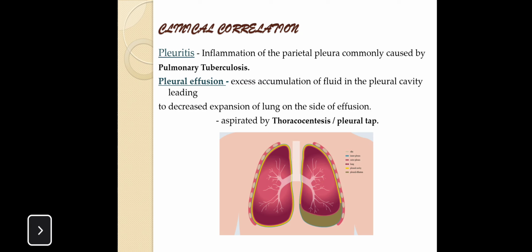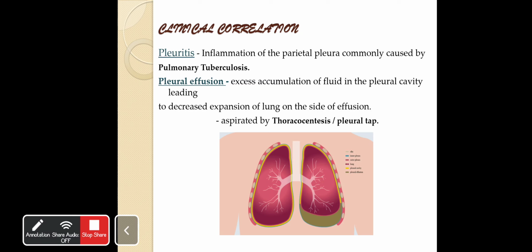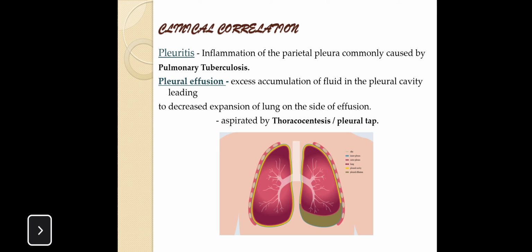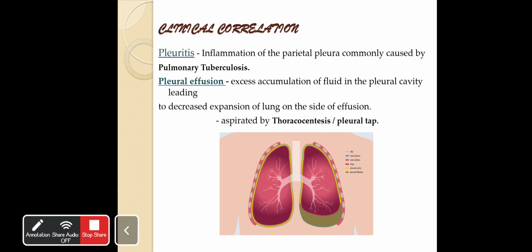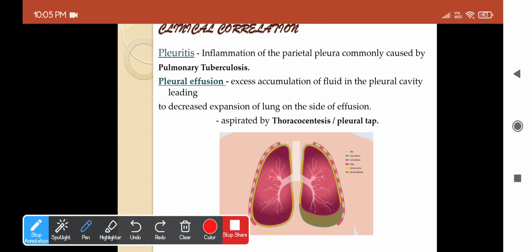First is pleuritis. Any condition ending with itis indicates inflammation. So pleuritis indicates inflammation of the parietal pleura, which is commonly seen in case of pulmonary tuberculosis. And the other important condition is pleural effusion, which we already saw before. Excess accumulation of fluid in the pleural cavity, which leads to decreased expansion of the lung. Decreased expansion on the side of effusion is called pleural effusion.